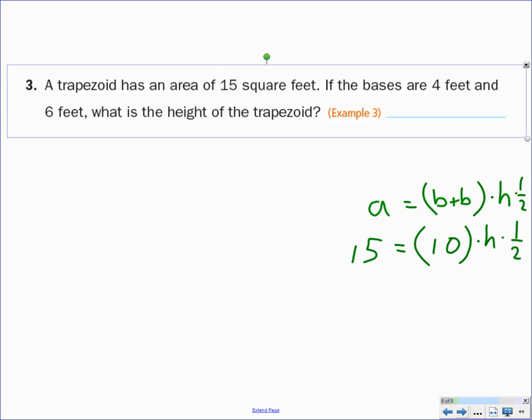So 10 times what is 15? Well, that's a little tricky, right? Because 10 times 3 would be 30. And then we're going to take half of that. What's half of 30? 15. So the height has to be 3. I'll go over more tomorrow how I got that, but those of you that are paying attention, you realize this is algebra. Doesn't have to be, but it makes it so much easier.